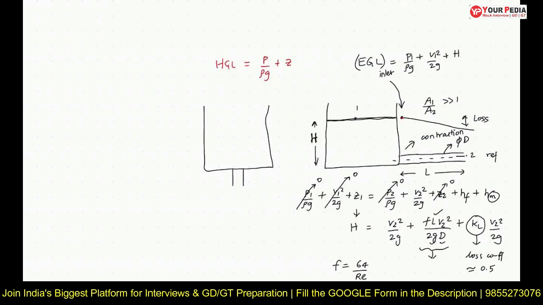I think it starts from here and then it ends here. Because at this point, this V1 square is almost equal to 0 due to the high area ratio, so it will be equal to the HGL at inlet. But in the end, we have the kinetic energy, which is V2 square divided by 2g.